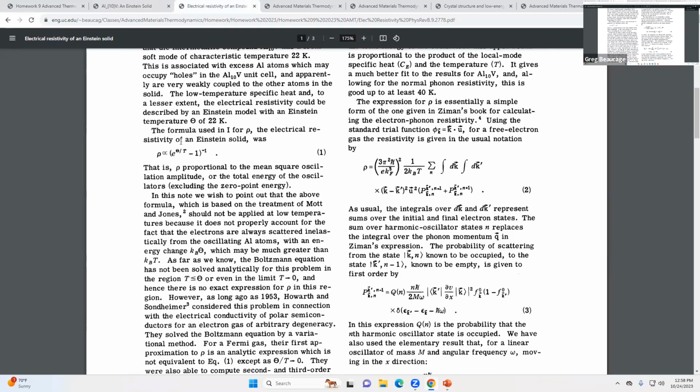So this is the energy. You already know that's the average energy. He explains it here. The resistivity is proportional to the total energy of the oscillators. So that average U. So that's what that is, right? And he says that average energy is the mean square oscillation amplitude.